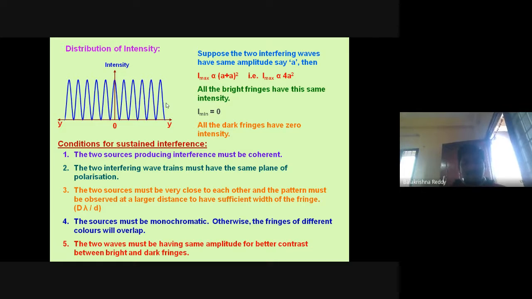Next, the two waves must have the same amplitude for better contrast between bright and dark fringes. The same amplitude comes from the coherent sources, which are the nearest sources we are using. Due to the same amplitude, the dark and bright fringes formed on the screen will have the same contrast between them. Otherwise, there will be much difference if there is a change in the amplitude. These are all important points to have sustained interference in the output.